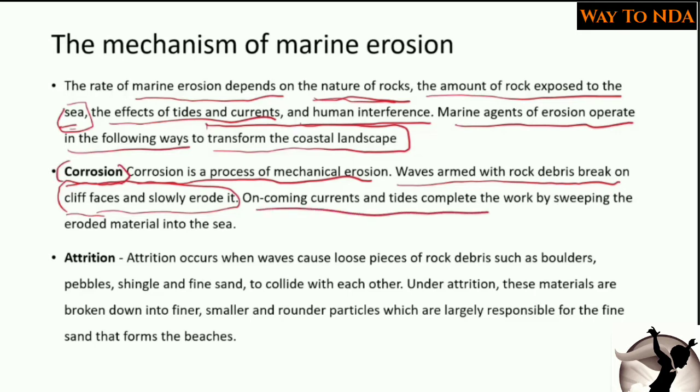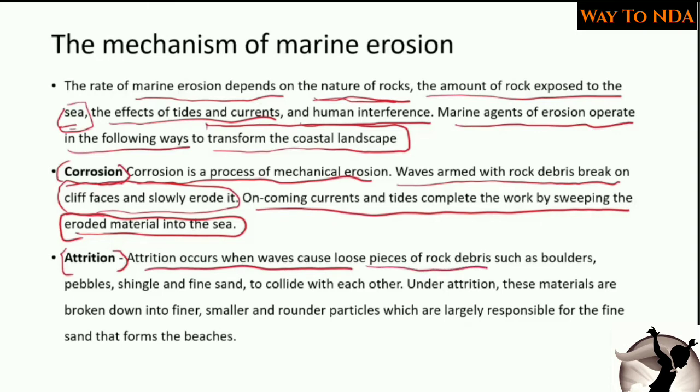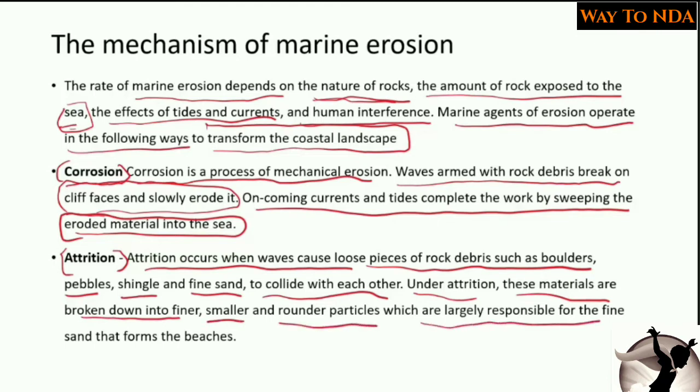Oncoming currents and tides complete the work by sweeping the eroded material into the sea. Now, whatever material is eroded by the tides will get transported through the currents. Second is attrition. Attrition occurs when waves cause loose pieces of rock debris such as boulders, pebbles, shingle, and fine sand to collide with each other. Under attrition, these materials are broken down into finer, smaller, and rounder particles, which are largely responsible for the fine sand that forms the beach.